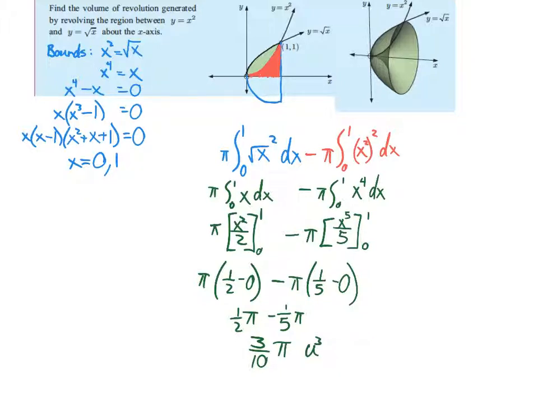You do not have to put units unless it's some type of a word problem. Okay? So that's the volume that that bowl would take up. That's not the volume inside this bowl. The volume inside this bowl would just be the 1/5 pi. That would be how much the bowl would contain. This, however, would tell us how much material it would take to make this bowl.